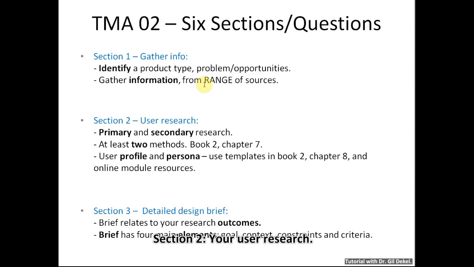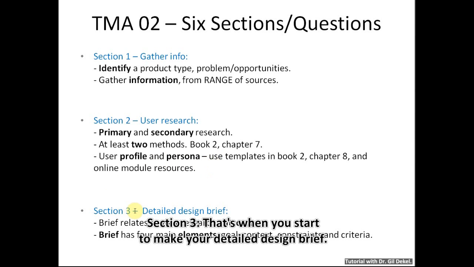Section 2 is your user research. You will have to use primary and secondary resources. Primary is indeed when you're interviewing users, when you ask people, make questionnaires, when you go about and engage directly with the users. Secondary is when you would read online, when you read books, you read what other people wrote about your user. We want to see at least 2 methods, and this you will read in Book 2, Chapter 7. About your profile and persona of the user, use the templates that are available in the book.